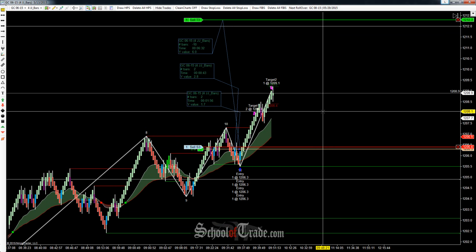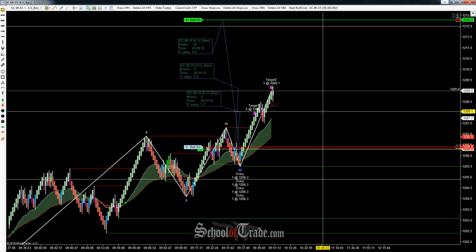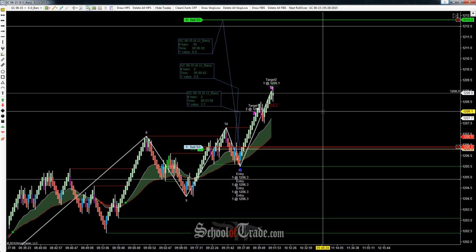So whether or not it goes up there all in one shot or whether it takes 30, 40 minutes up to 10 hours, doesn't really matter. We're just going to let it do its thing and see if we can go up to 1212.3 and get that target filled. So we'll be back in a little bit, hopefully, and we'll see how we do.